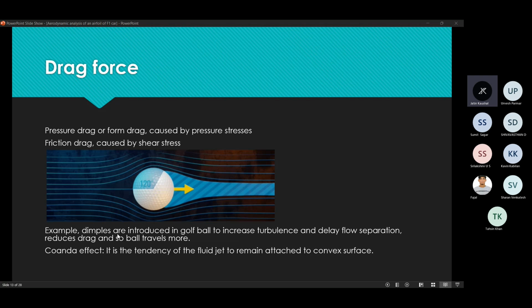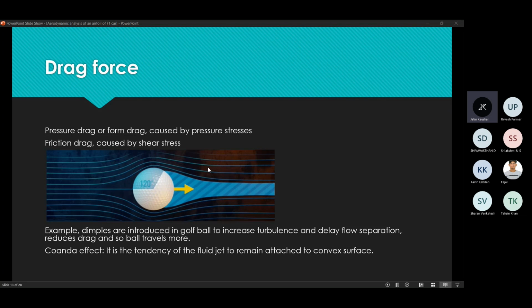Dimples are introduced in a golf ball to increase turbulence and delay flow separation. It reduces drag, so the ball travels farther. This is an example of turbulent flow. You would know what laminar and turbulent flow are. In laminar flow, all the streamlines flow parallel and there is no mixing. If a golf ball is traveling in a laminar flow of air, the flow separation would occur at 80 degrees, not at 120 degrees.